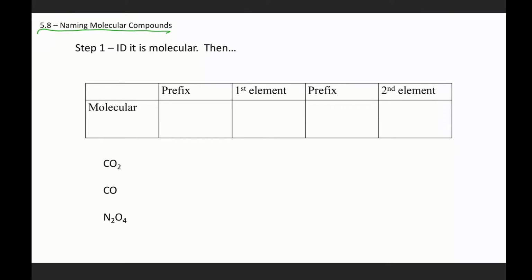So, ionic compounds are the most challenging part. The rest of this gets pretty simple. That's why we do it first, right? Get that out of the way. So, first we need to identify that a compound is molecular. That's always the first step.